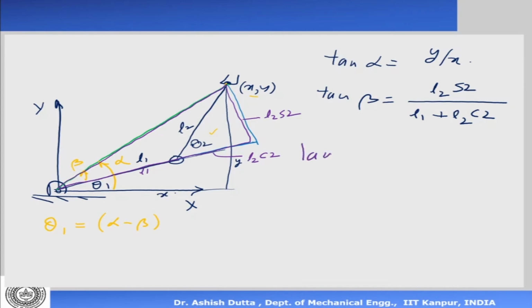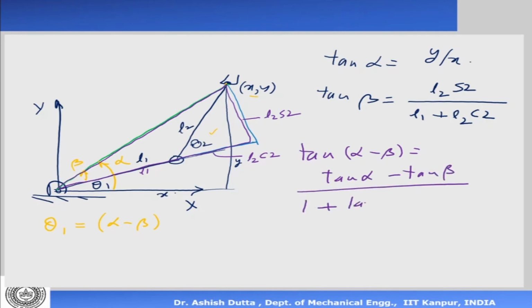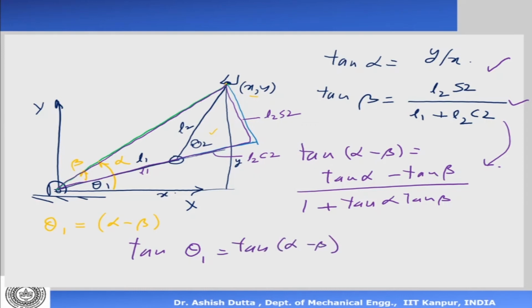Now there is a formula: tan of alpha minus beta is equal to tan alpha minus tan beta, divided by 1 plus tan alpha tan beta. Now from here and here we can put the values in. So we can say that tan theta 1 is equal to tan of alpha minus beta, which we have found here. I can take the inverse tan of this and find theta 1. So now we have found theta 2, and I'm also able to find theta 1.